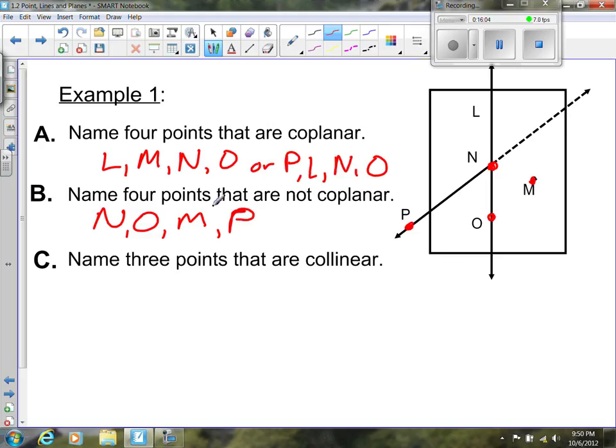Okay, I don't need 4 groups. This is a point right here, right? Point N. And then name 3 points that are collinear. Remember, linear means line. 3 points that are on a line. My only option here is L, N, and O.